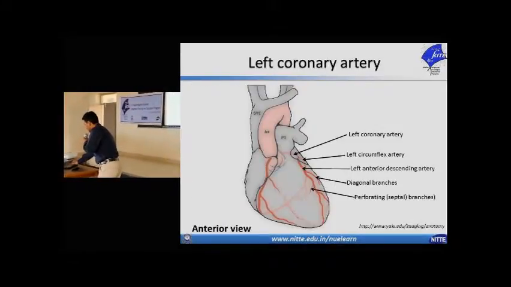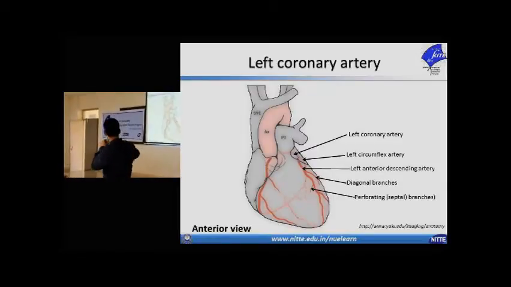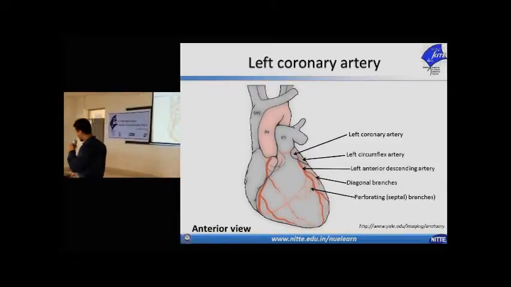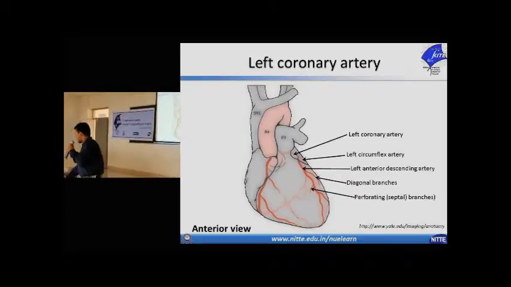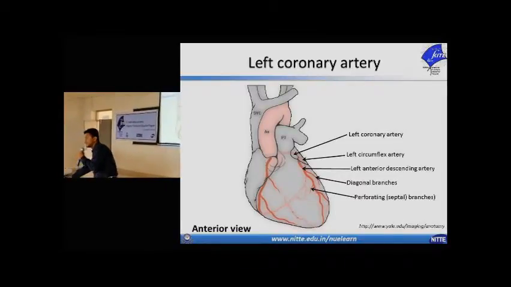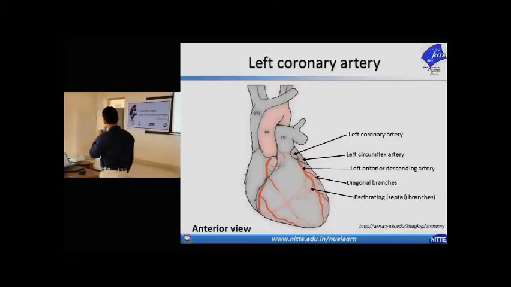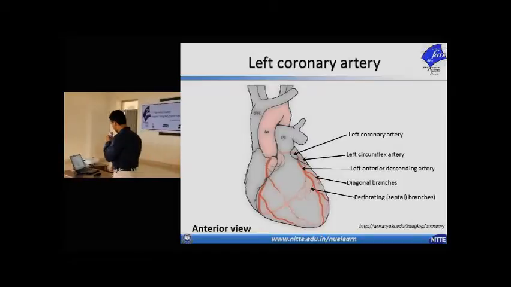So here are the branches. The left coronary artery, the main trunk you can see, is posterior to the pulmonary trunk. Then comes the left circumflex artery. There is no right circumflex artery. Another branch is the left anterior descending artery, which descends in the anterior interventricular sulcus.